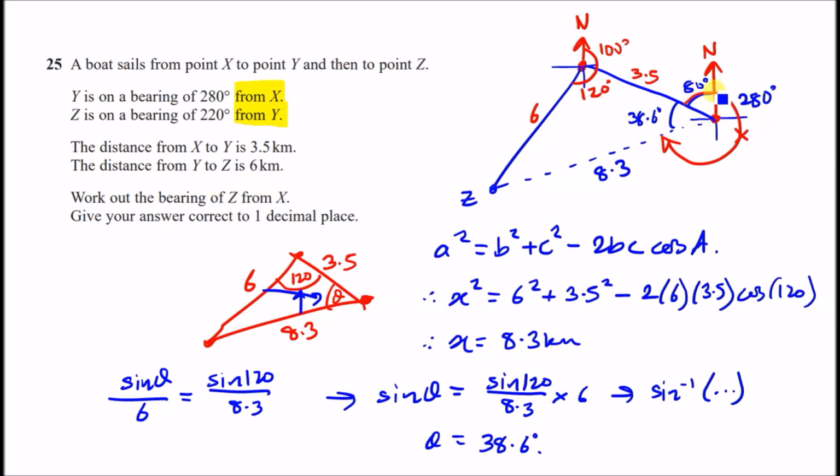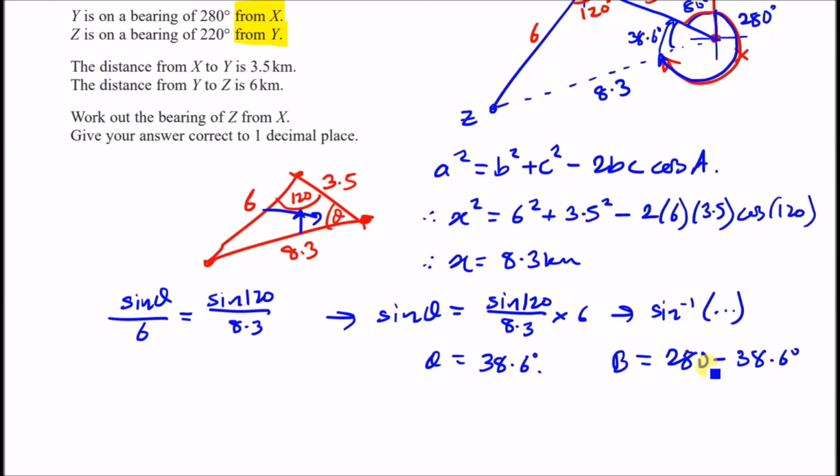So we're from x, which is here, this line here, point here, so we're going to go like that. Since we know all the way round up to here is 280, we can work out that this angle here must just be 280 take away 38.6. So therefore the bearing is going to be the difference between 280 and 38.6. And this, my friends, should give us 241.4 degrees. And that's it, guys. We're done. Give it to one decimal place and you're good.